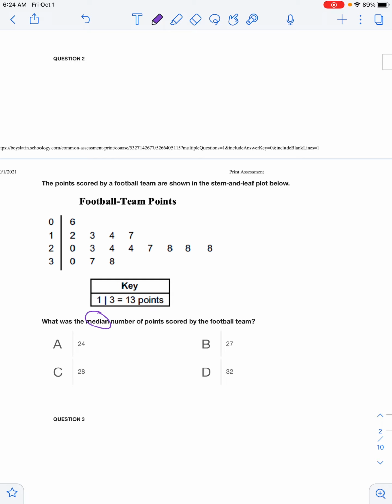The great thing about a stem and leaf plot is my numbers are already listed from least to greatest, so I can simply cross them off. Left, right, left, right, left, right, until I end up with my middle number. And in this case, both numbers in the middle are these two 4s, but these 4s represent 24 since the number that's in the tens place is a 2. And my final answer is 24.